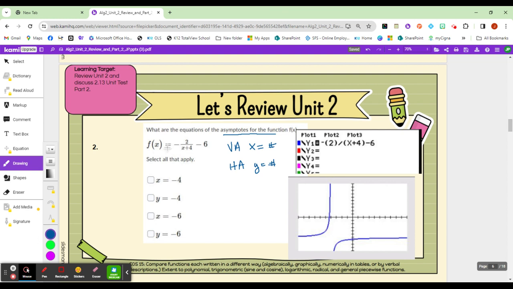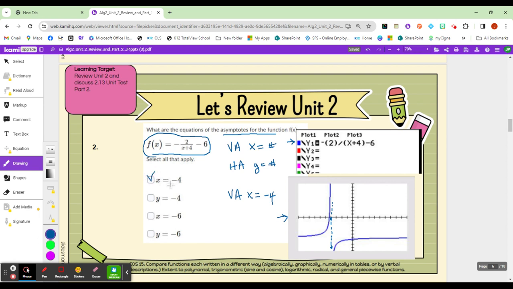I took this equation and put it into my TI-84. This is what my y equals looks like in my TI-84, and this is what my graph looks like. I can see pretty well that there is a vertical asymptote. This is -1, this is -2, this is -3. It looks like there's a vertical asymptote running right here between the two branches. That would be at x equals -4.